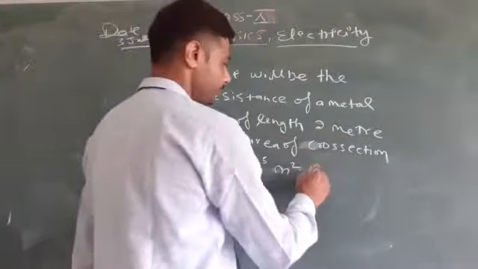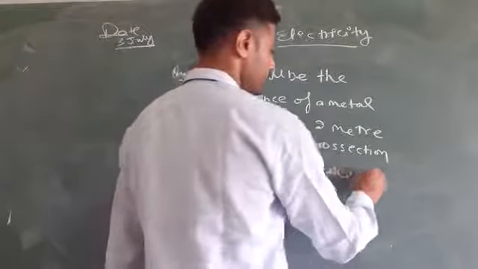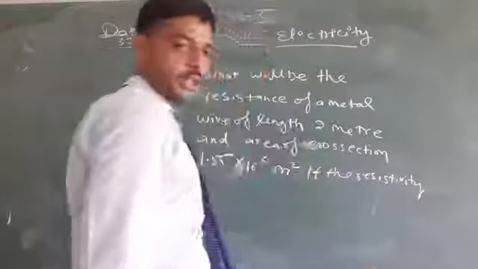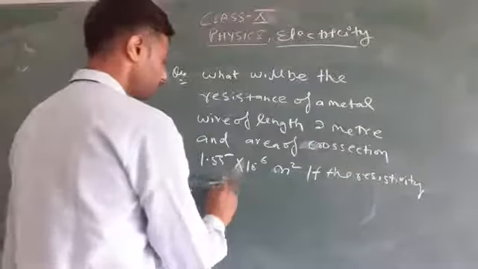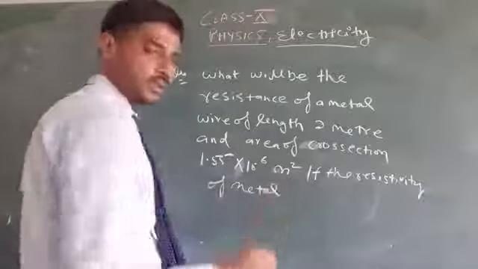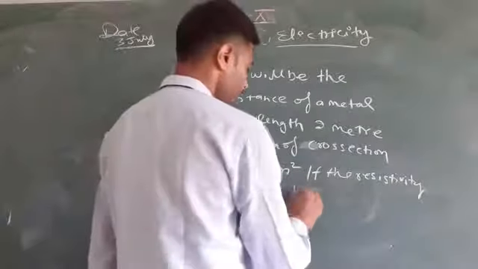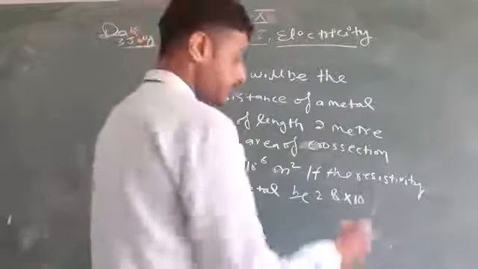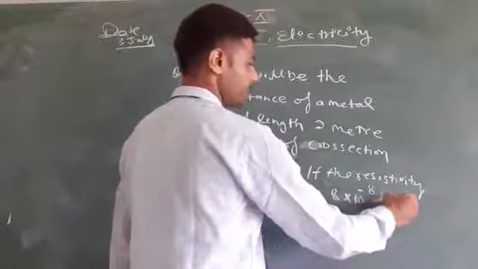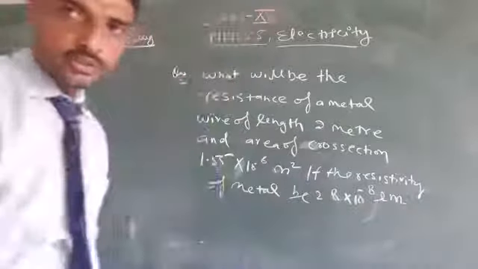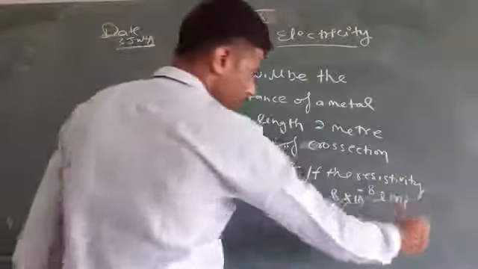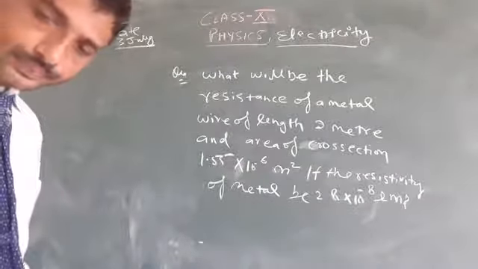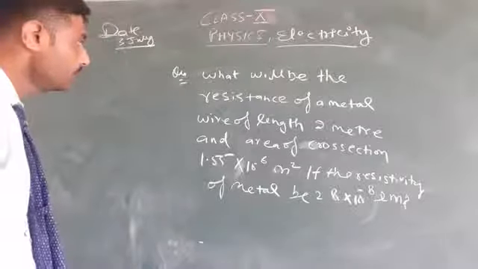If the resistivity of the metal is 2.8 into 10 to the power minus 8 ohm meter. So this is the numerical. You have to solve what is the resistance.